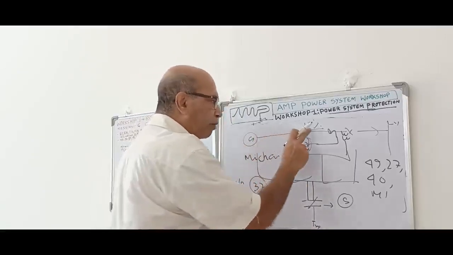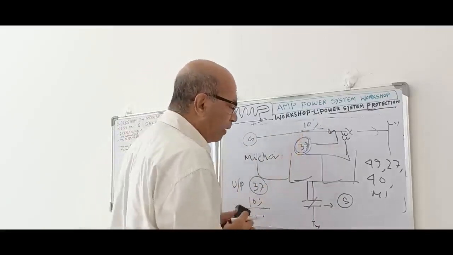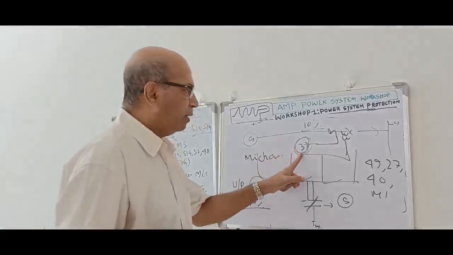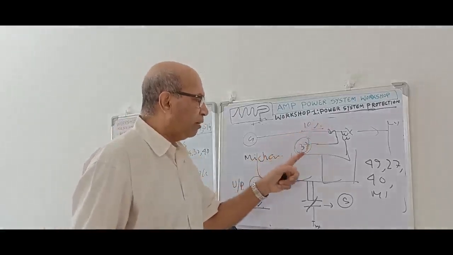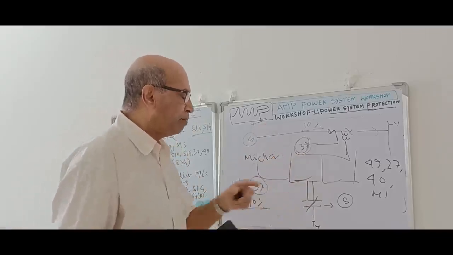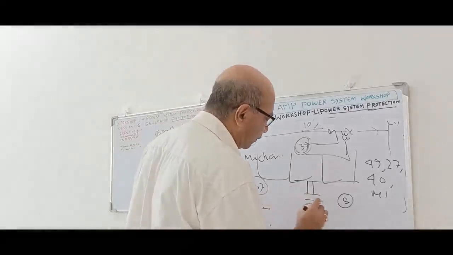But the moment this power goes less than 10%, then what will happen? Then this relay drops out, and then it becomes NC. Okay, this is a normally picked-up relay. When the power is less than 10%, then only it will drop, and when it drops, then only this breaker will trip. So in normal condition, this is a normally NC contact.